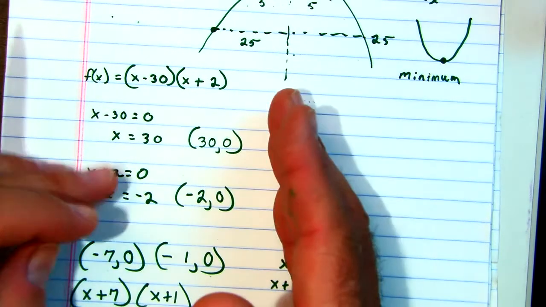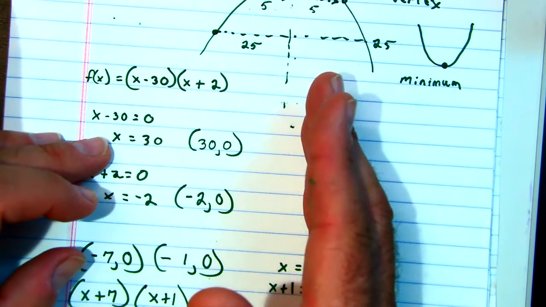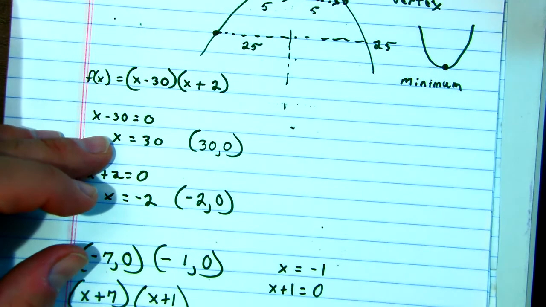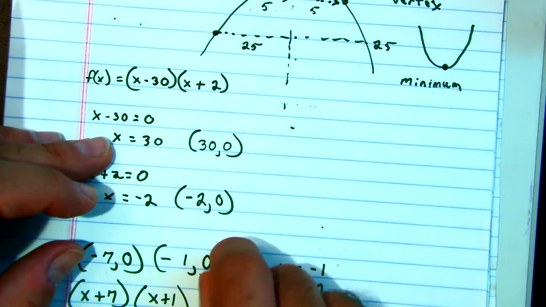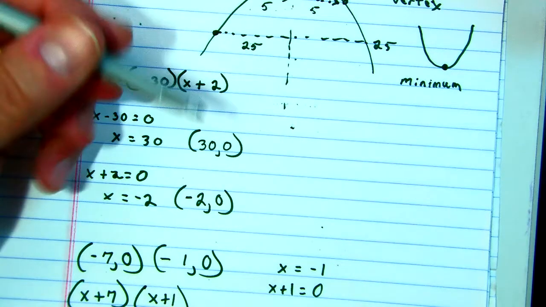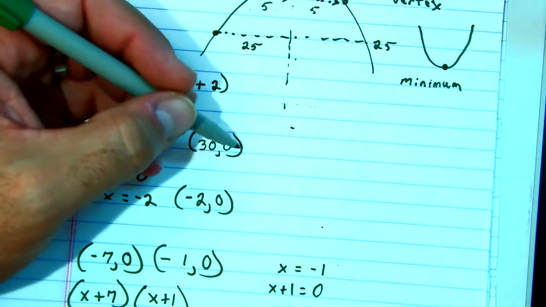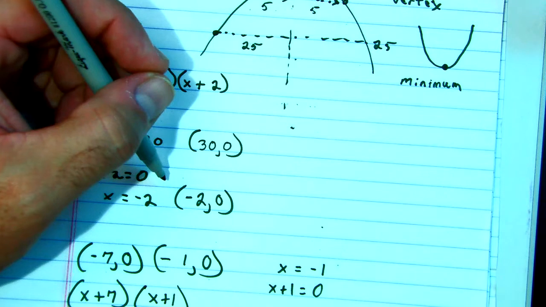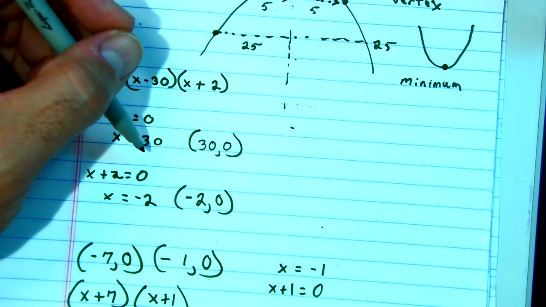Well, between 2 and 3, if you add 2 and 3, you get 5. You divide it by 2, you get 2.5. If you add 0 and 8, you get 8, divided by 2, you get 4. So you can find this axis of symmetry by adding your zeros or adding your x-intercepts.